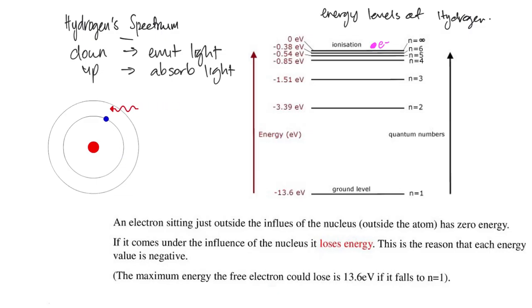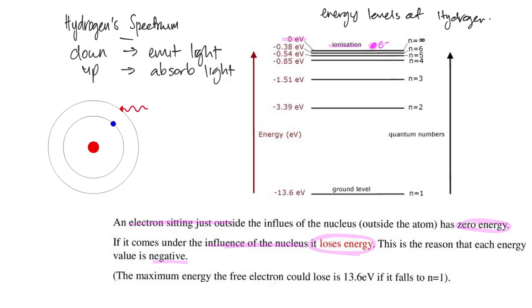So we can say if an electron is sitting just outside of the influence of the nucleus, or outside the atom, it must have zero energy. So I can see that here. There's my electron sitting on the outside. It's been ionized. If it comes under the influence of the nucleus, it will lose energy. That is the reason why each energy value is negative.